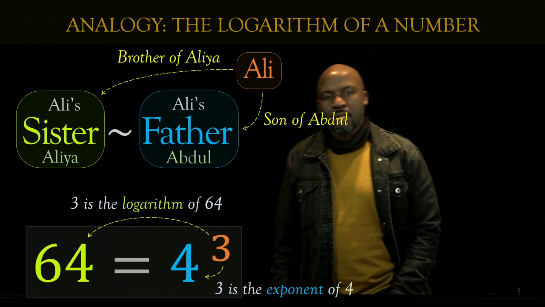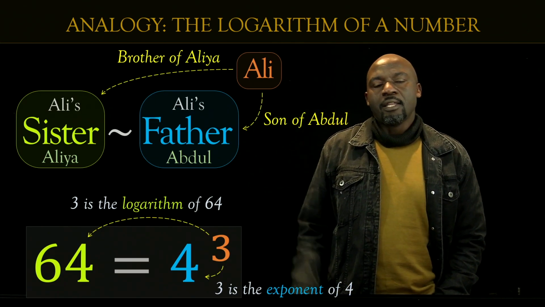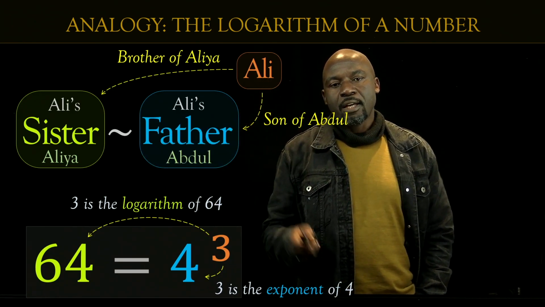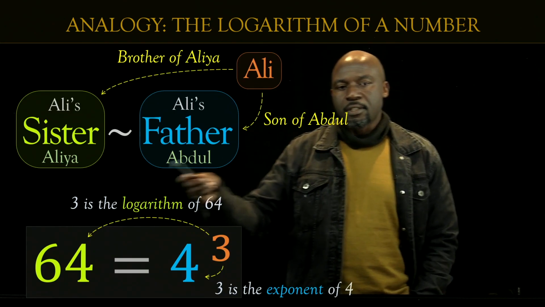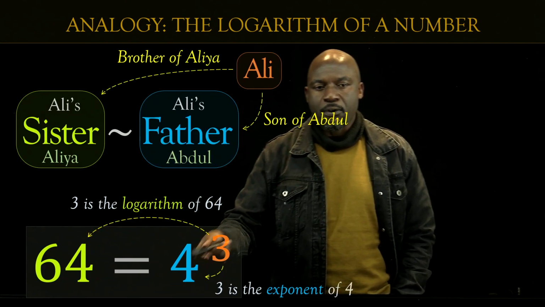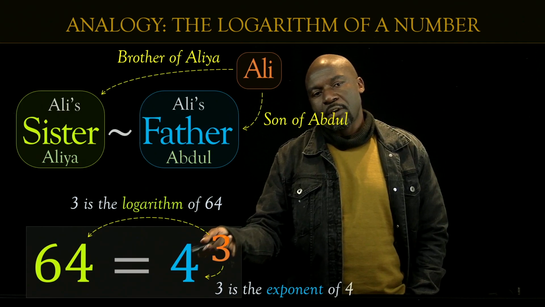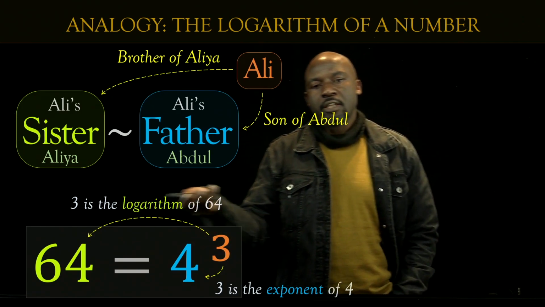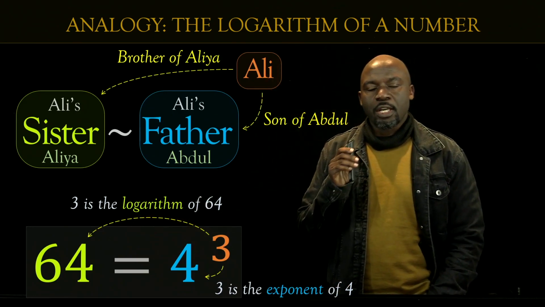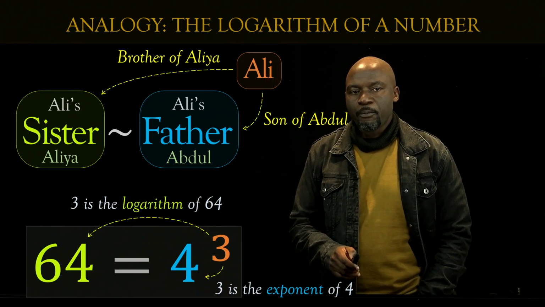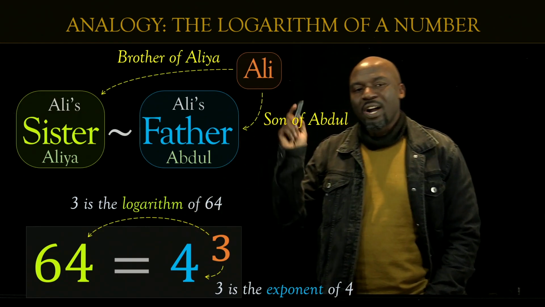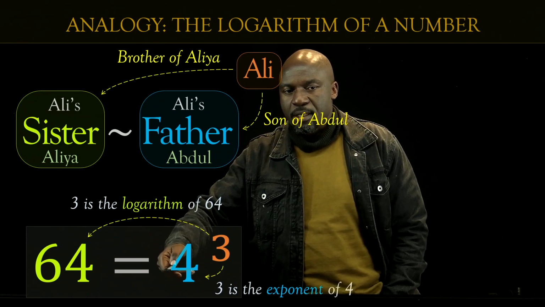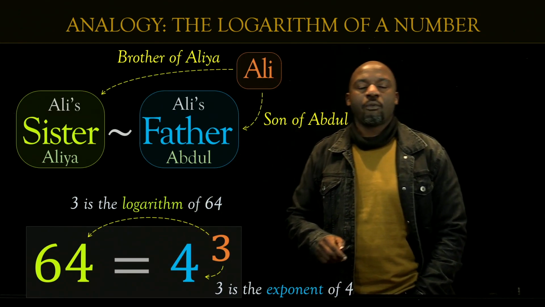So the name logarithm is used in this sense, in the same way that Ali is related to the sister and to the father. The 3 there is related to the 64 as well as to the 4. The relationship between 3 and 4 is referred to as exponent, and the relationship between 3 and 64 is the logarithm. So we say 3 is the exponent of 4 for the number 64, while 3 is the logarithm of 64 when the base is 4. Now that is very important. Let's see how we can write this down.